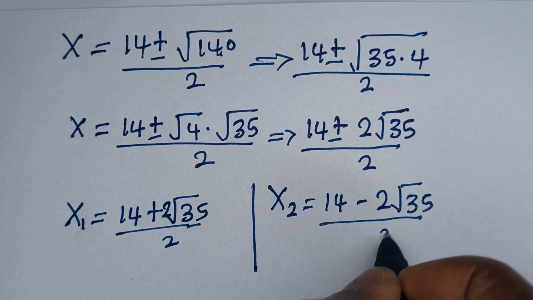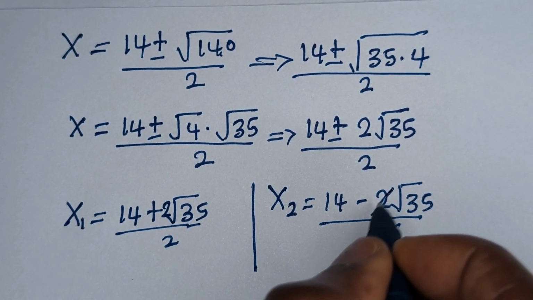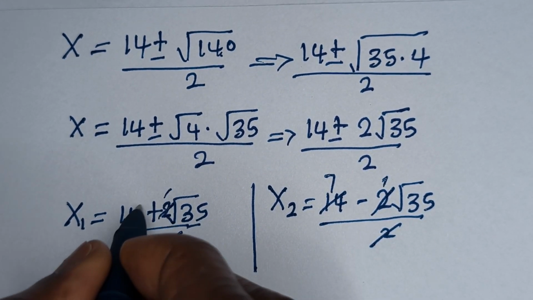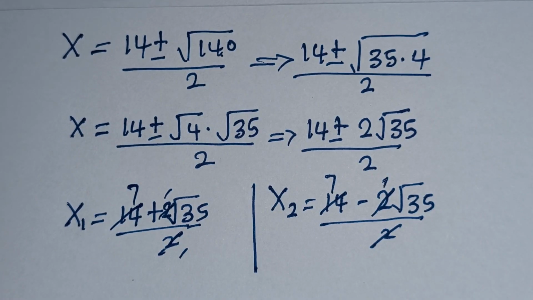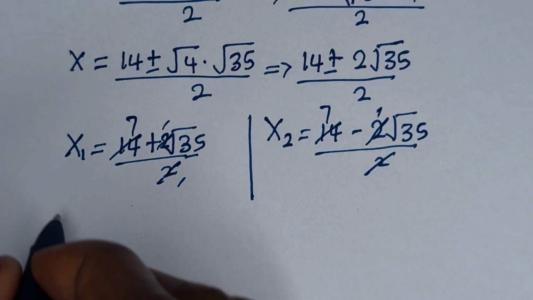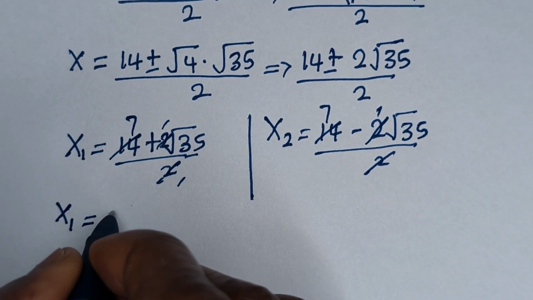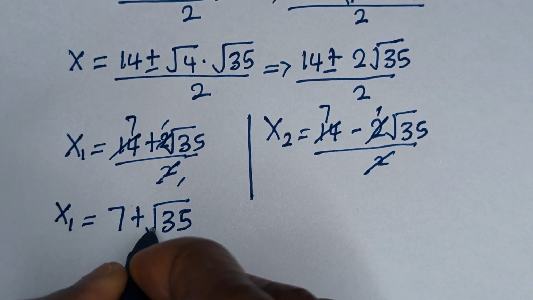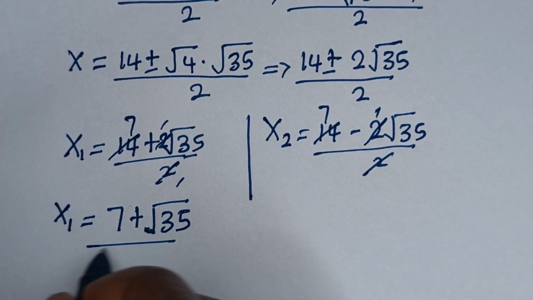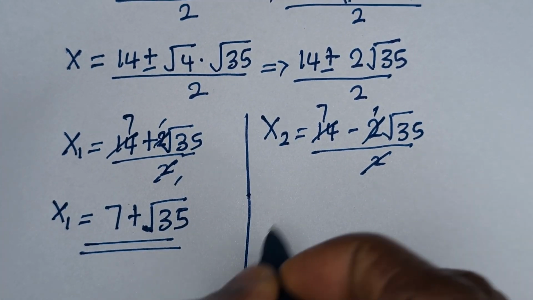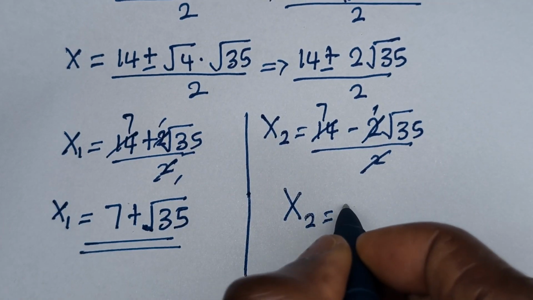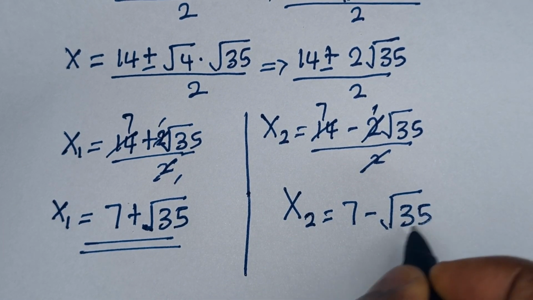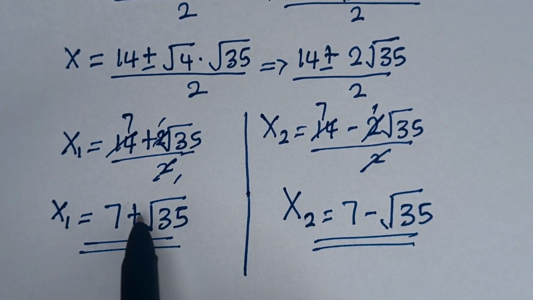This 2 here, 1, 2 here, 1, 2 here, 7. x1 is equal to 7 plus root 35. This is the value of x1. And x2 is equal to 7 minus root 35. This is the value of x2. We've gotten the value of x1 and x2.